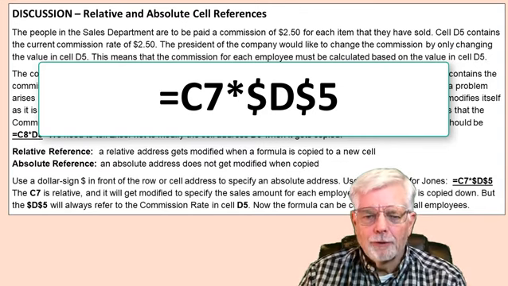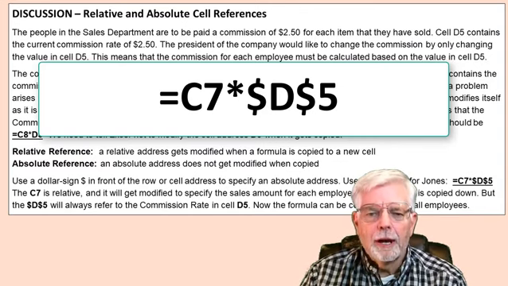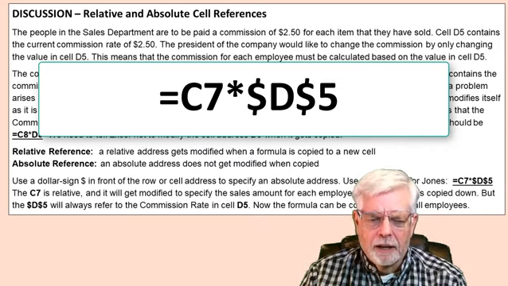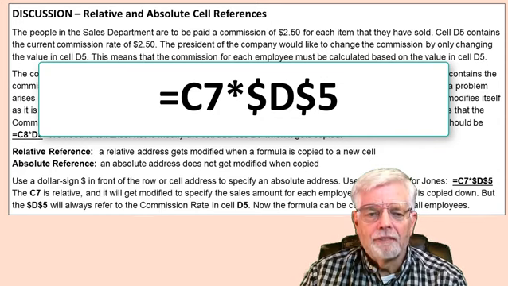Use this formula for Jones. Equals C7 times $D$5. The C7 is relative, and it will get modified to specify the sales for each employee as the formula is copied down. But the $D$5 will always refer to the commission rate in cell D5. Now the formula can be copied down for all employees.